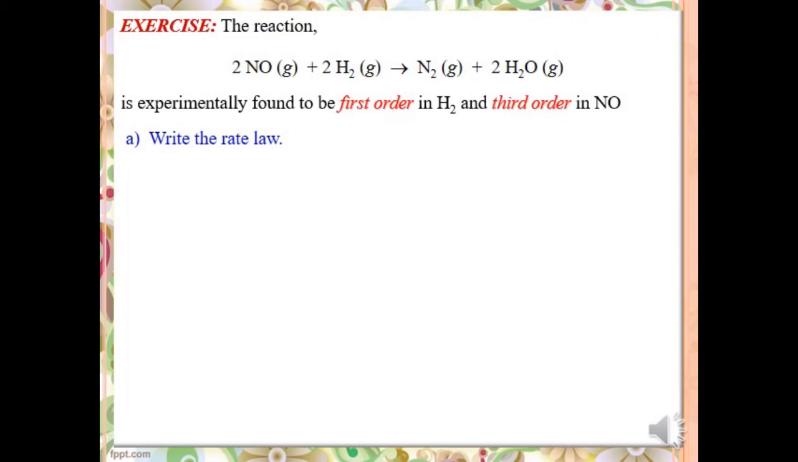Let us look at this exercise here. The reaction between nitrogen oxide and hydrogen gas will yield nitrogen gas as well as water vapor, H2O. It was experimentally found to be first order in hydrogen and third order in nitrogen oxide. So how can we write this rate law? Remember, the rate law depends on the reactants. So how to write the rate law?